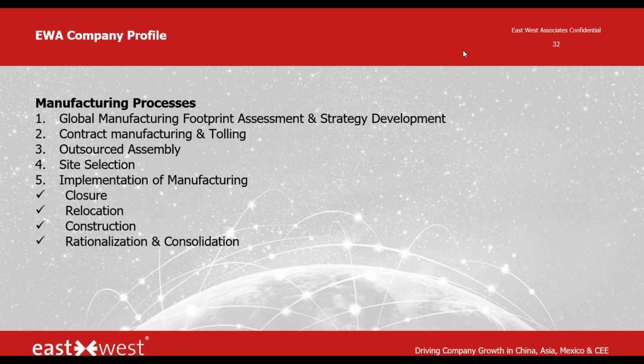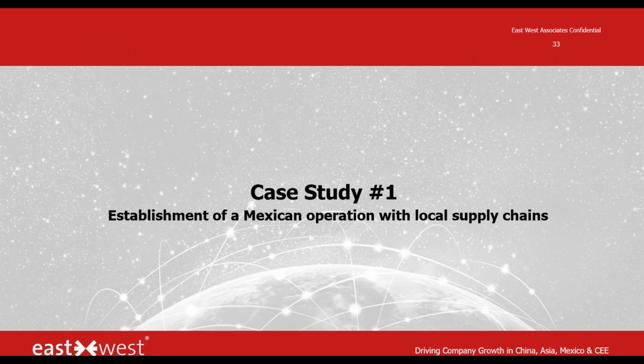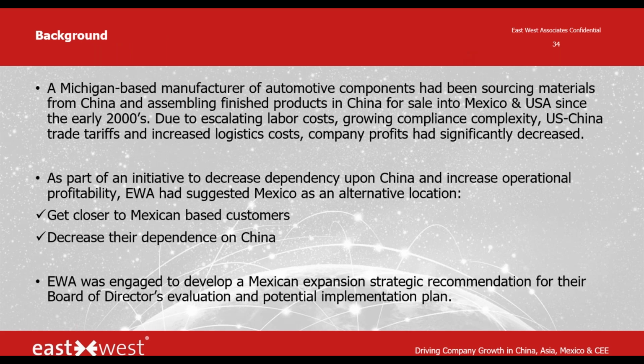So these are all the processes and skill sets that are required. Next slide, please, Alex. So let's take a look at case one here, and it's very, very classic. A Michigan manufacturer of automotive components had been in there for 20 years. They pretty much had good quality. They liked who they were sourcing some of their stuff from.